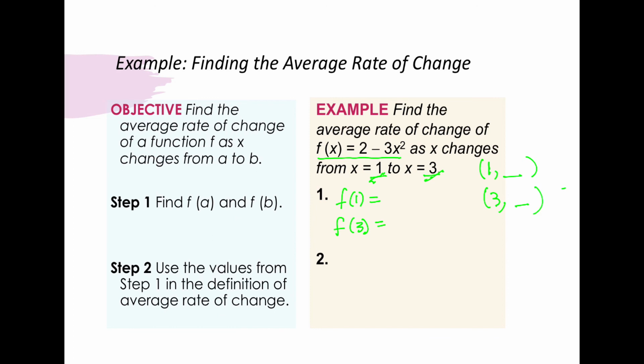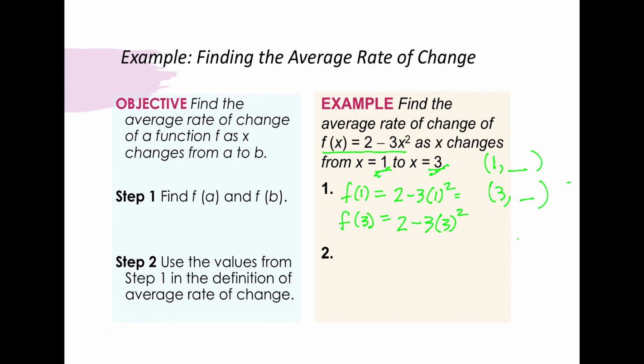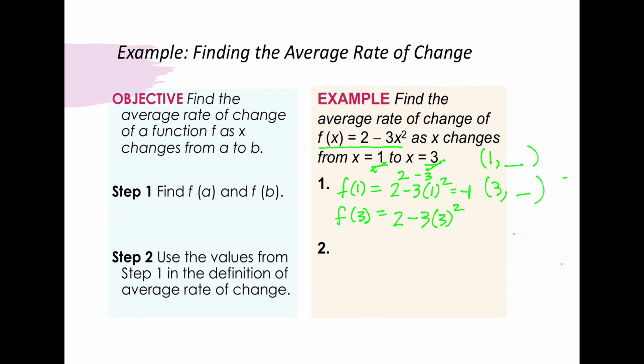Okay, so 2 minus 3 times 1 squared, and 2 minus 3 times 3 squared. Well, 1 squared is 1. So that gives me 2 minus 3 times 1, or 2 minus 3, which is negative 1. So 1 gives me an output of negative 1. 1 is nice and easy.